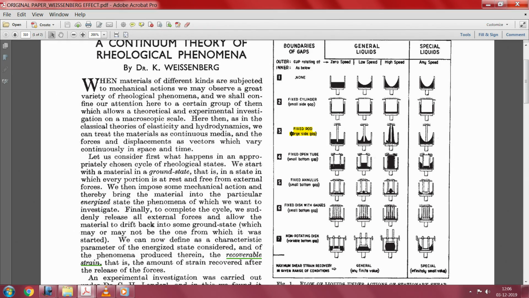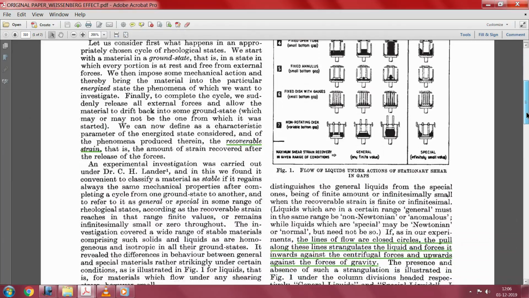And he shows that, for example, this is the ground state and this is the low speed state, and at very high speed states you can also have a very strong rod climbing effect that you can see. So, he goes on to list many other cases over here. So, this manuscript, if you wish, you can take a look at.